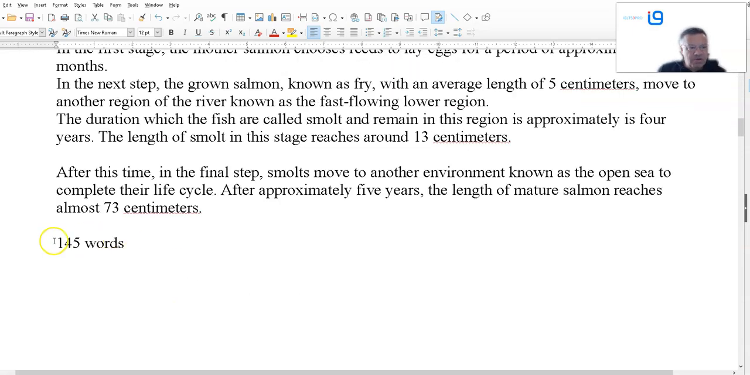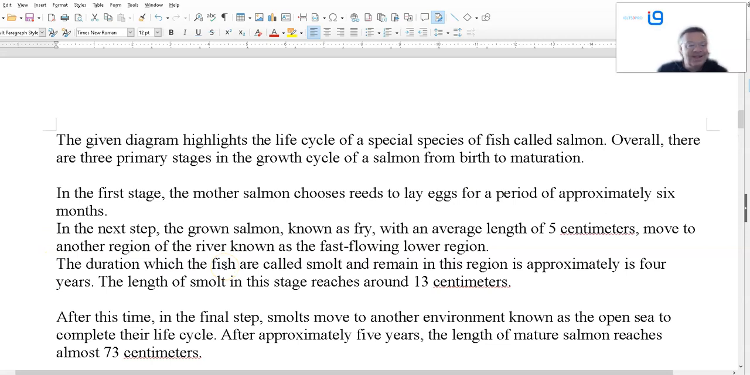The second one also too short, 145. I mean, you need at least 150. Most of these, well, most of the samples you might see on the internet. Just adjust that camera just a bit, yeah. Okay. So most of the ones that you see on IELTS Liz, Salmon, Advantage, they're about 180, 190.